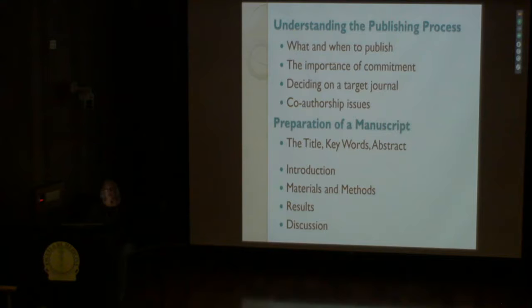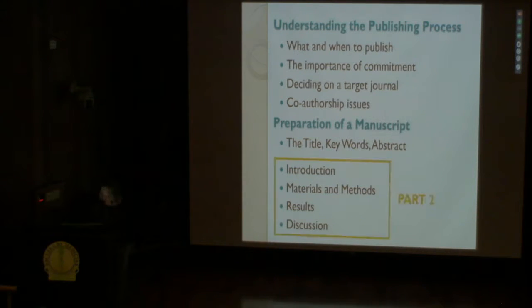To give an overview of the first two parts, in the first part we talked more about understanding the publishing process: what and when to publish, importance of commitment, deciding on a target journal, and co-authorship issues. And we started talking about the preparation of a manuscript with the title, keywords, and abstract.